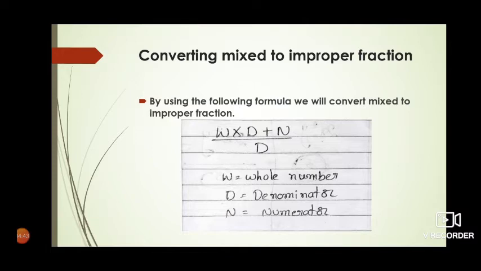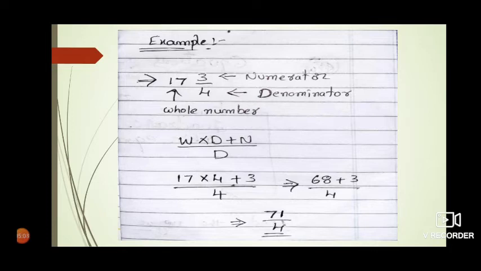Next, converting mixed into improper. Here is a small formula. If a mixed fraction is there, we will have three things: one is the whole number part, one is the numerator, one is the denominator. So what we do is denominator into whole number plus numerator, by denominator. Here, with an example I'll show you. Here, 17 3 by 4. Here 17 is the whole number, 3 is the numerator, 4 is the denominator. What I told you: denominator into whole number, or whole number into denominator. So 17 into 4 plus the numerator, that is 3 by 4, becomes 68 plus 3 by 4, 71 by 4.